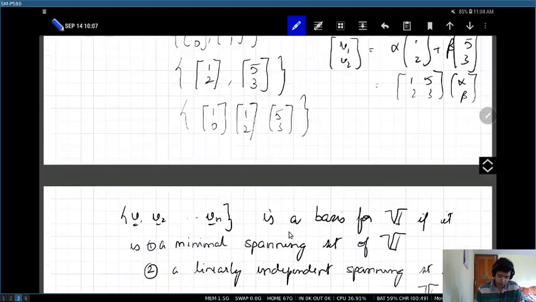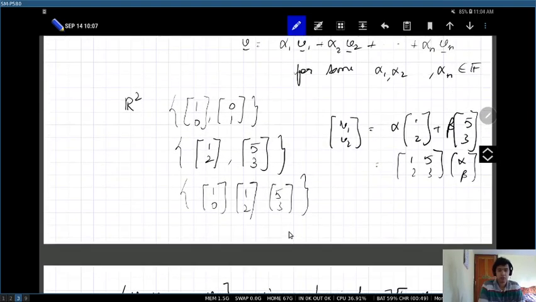So let's go back to these examples that we had over here for R2. Let's look at this set of two vectors. If I remove either of these two vectors, then it's no longer a spanning set for R2, right? So obviously this set forms a basis. Also, these two vectors are linearly independent and they span R2, and therefore it forms a basis. The same holds for this, right?